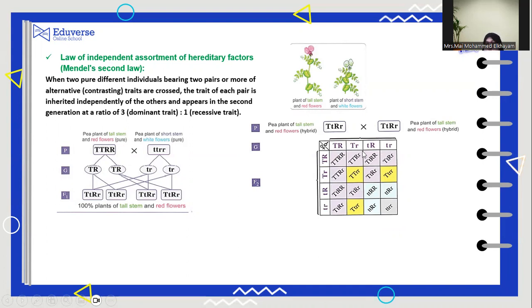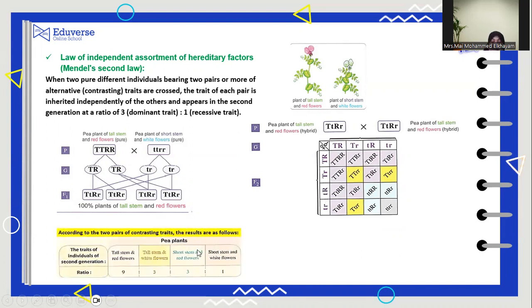Let's see that. If I have, for example, T small, R capital with T capital, R small, what do I write first? I have to write first the T capital, T small, R capital, R small, and so on. What will we get? According to the two pairs of contrasting traits, the resultants are as follows: 9 tall stem and red flowers, 3 tall stem and white flowers, 3 short stem and red flowers, 1 short stem and white flower. 9 to 3 to 3 to 1.